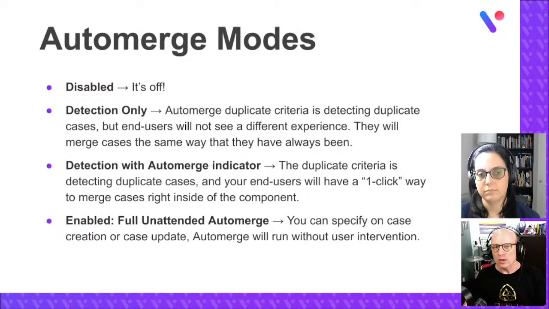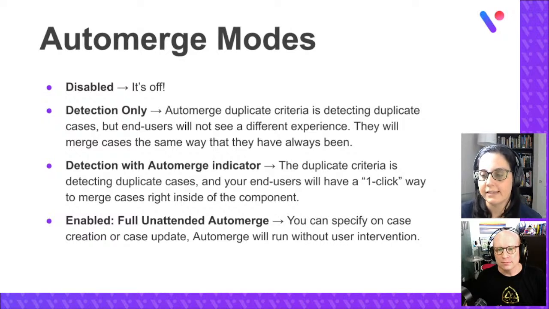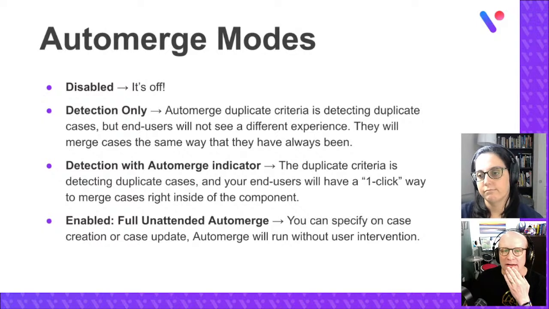How does that one work? With this one, you still get all of the perks of detection, plus a one-click way of merging the cases with the Automerge button in the duplicate cases component that you're going to see on your case page layout. So it's as if your agents get a fast-forward button to merge the cases. Cool. So that's the time when you're ready to tell your end users that Automerge exists.